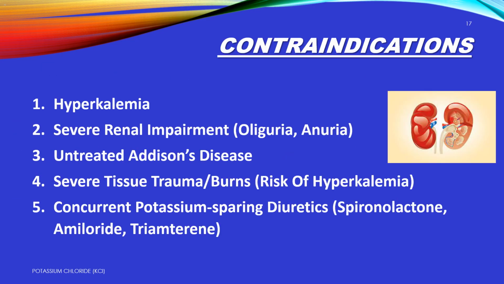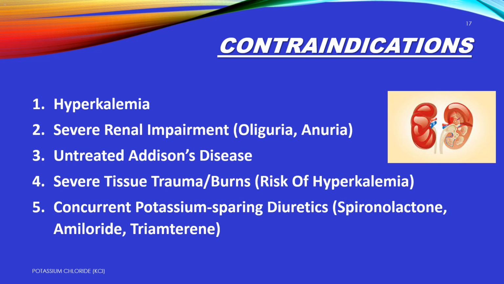Contraindications for potassium chloride: 1. Hyperkalemia. Potassium chloride is contraindicated in patients with already elevated potassium levels, as it can worsen hyperkalemia and lead to serious complications. 2. Severe renal impairment, oliguria, anuria. Patients with severe kidney dysfunction may be unable to effectively eliminate excess potassium, increasing the risk of hyperkalemia.